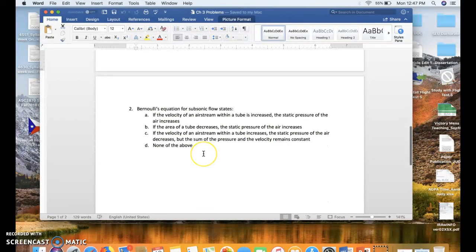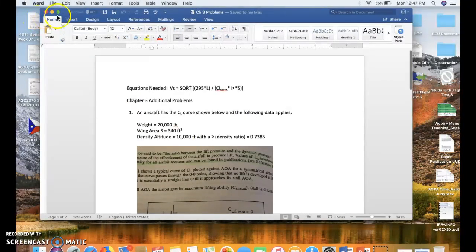The answer to the Bernoulli's equation question for subsonic flow states is none of the above for Bernoulli. So I wanted to briefly go over that.